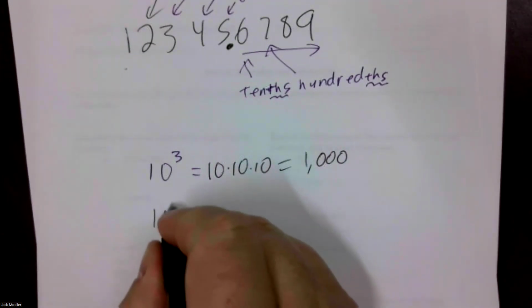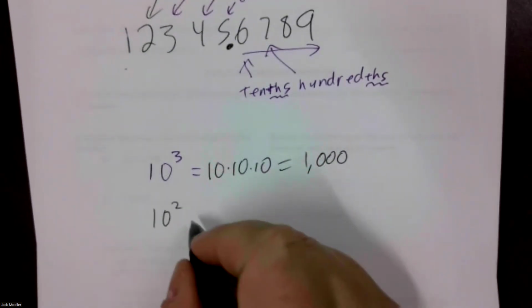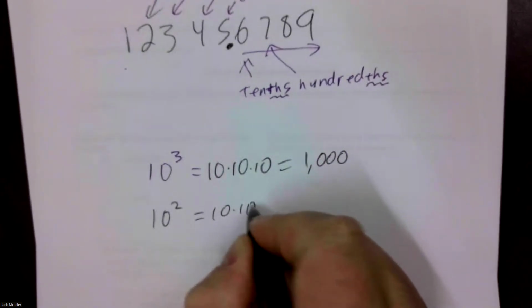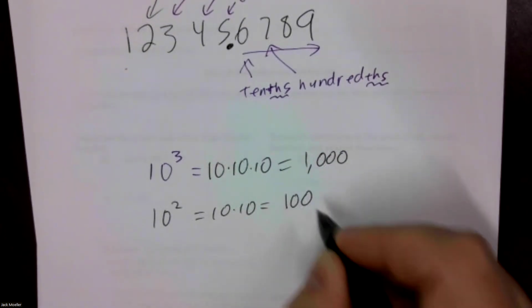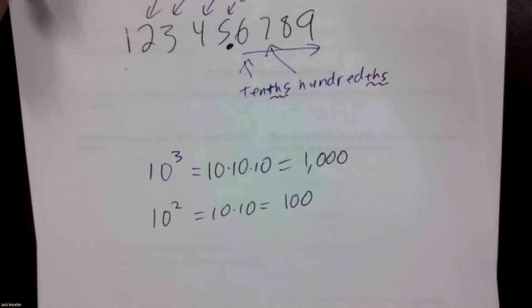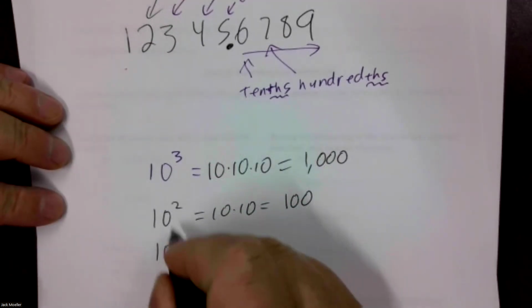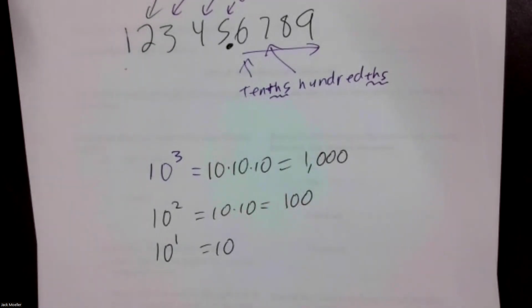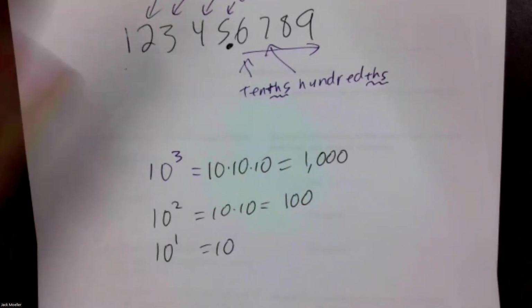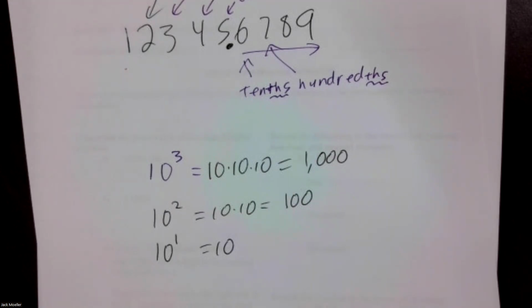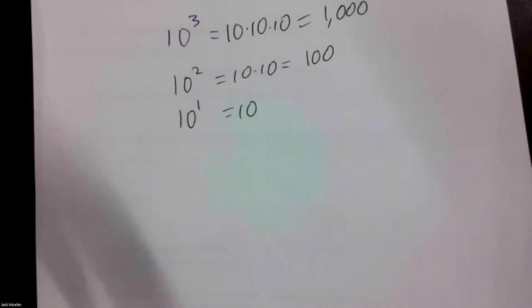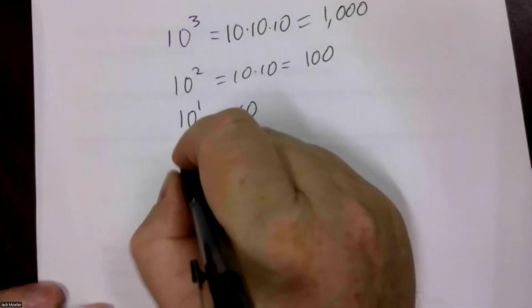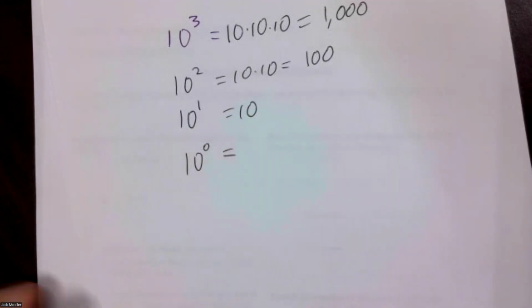If you do 10 to the second, well, 10 to the second is 10 times 10, which is 100. And there is your hundreds place value. If you keep going down on that exponent, 10 to the first is just 10. Well, there's our tens place value. So all those whole number place value names come from powers of 10. So where does the ones place value come from? Well, if we continue this pattern, drop our exponent by 1, you get 10 to the 0.